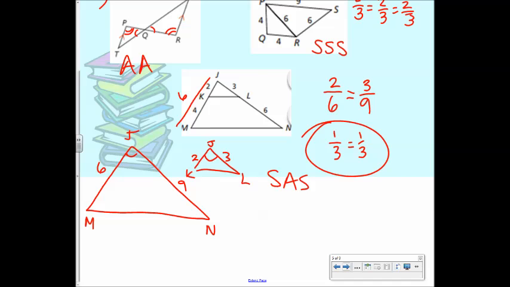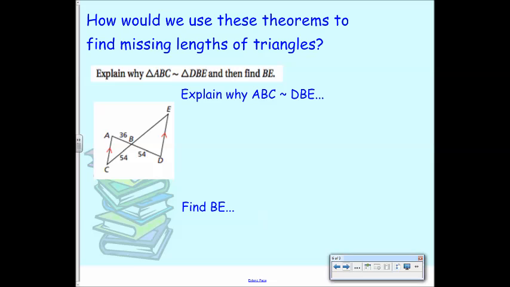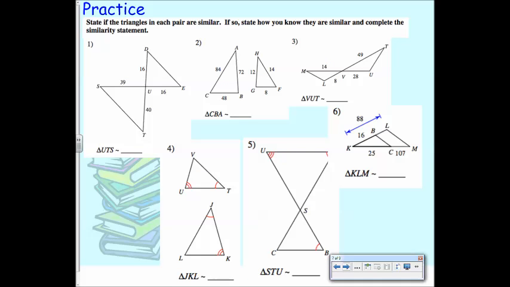Okay. Go ahead and do these 6 at your boards. So before you go up there, guys, you are completing the similarity statement if they work, and then also telling me which theorem you used. Go.